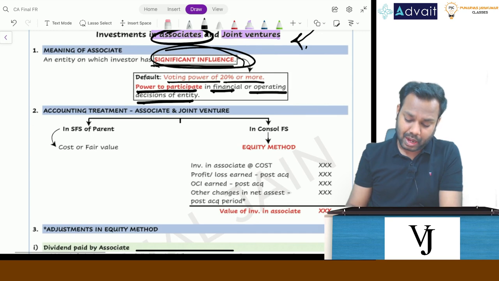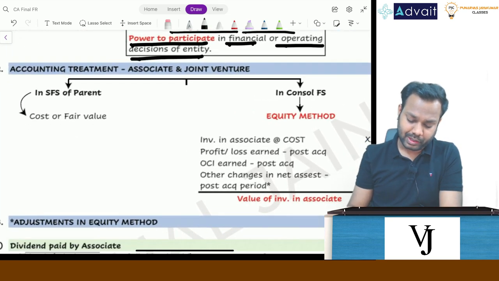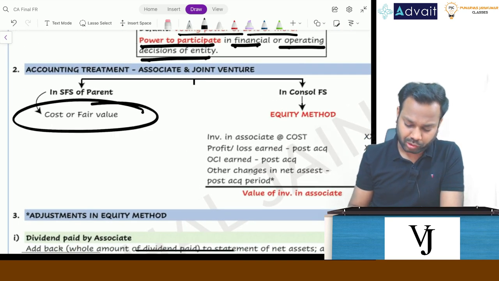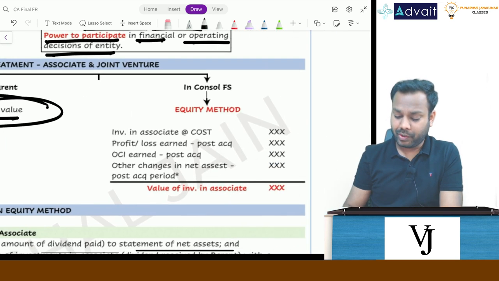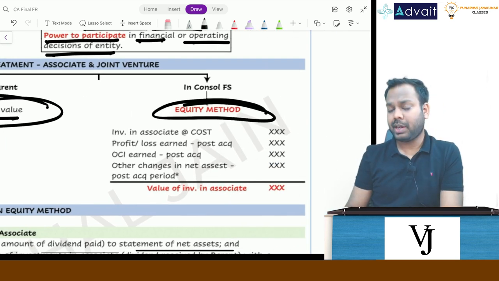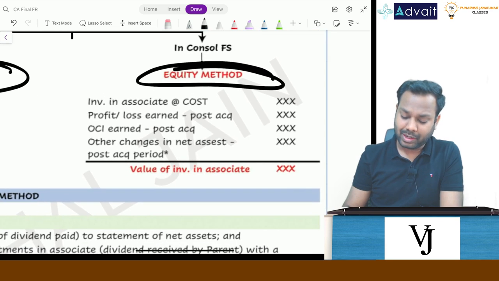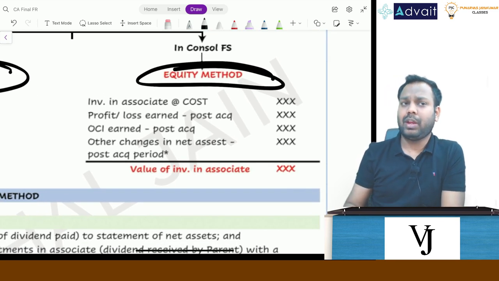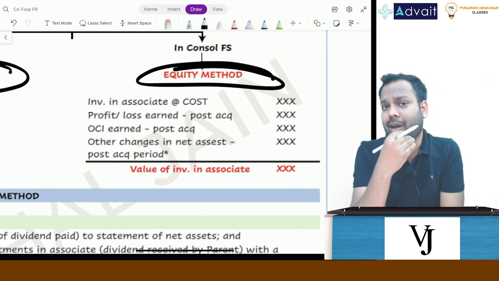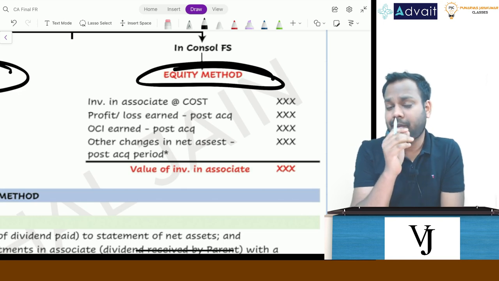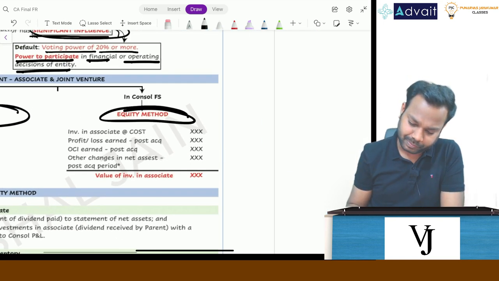Now, the accounting treatment of an associate or joint venture in the separate financial statements of the parent can be at cost or fair value. In consolidated financial statements, it has to be measured using the equity method. Now understand the meaning of the equity method. Basically, the equity method is similar to NCI. Understand what happens.